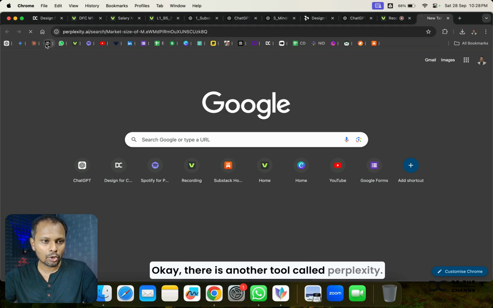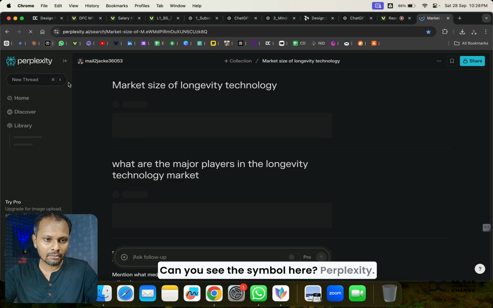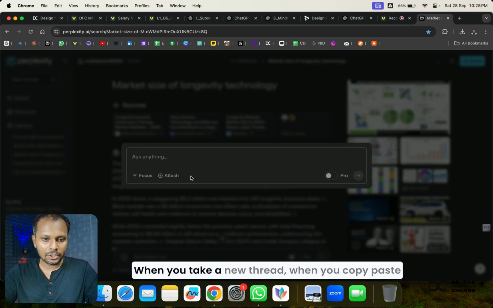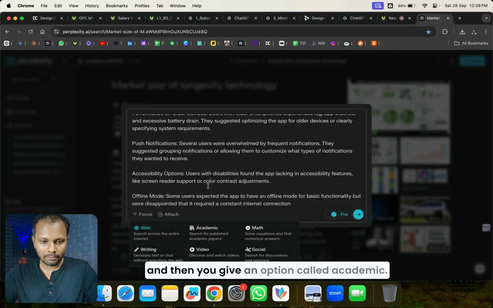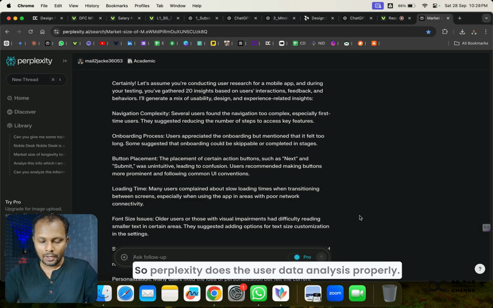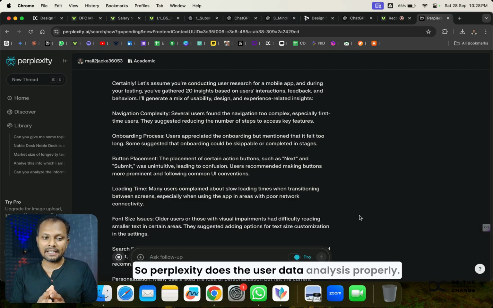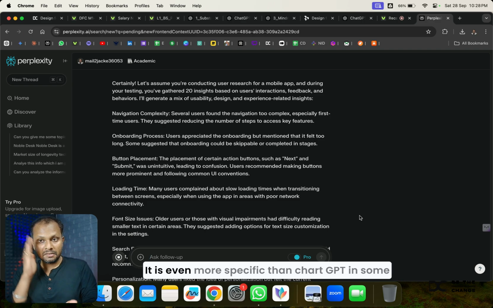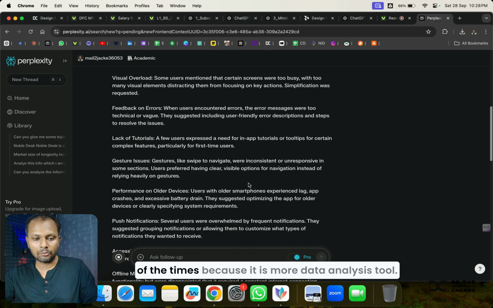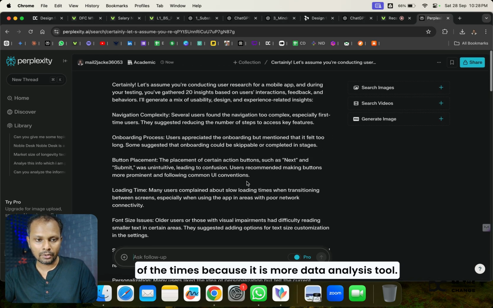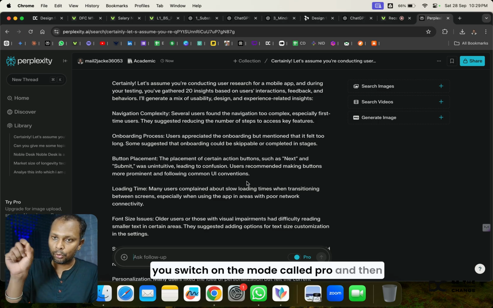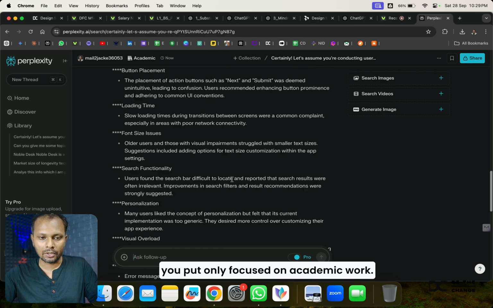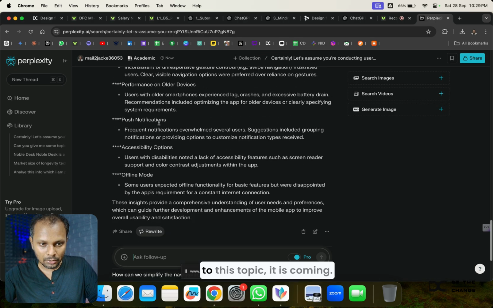Okay, there is another tool called Perplexity. Can you see the symbol here? Perplexity. When you take a new thread and copy paste this insight, and then you switch on this pro feature, and you give an option called academic, Perplexity does the user data analysis properly. It is even more specific than ChatGPT some of the times because it is more of a data analysis tool. The moment you put in your insights, switch on the mode called pro, and focus only on academic work, whatever academic work is related to this topic, it is coming.